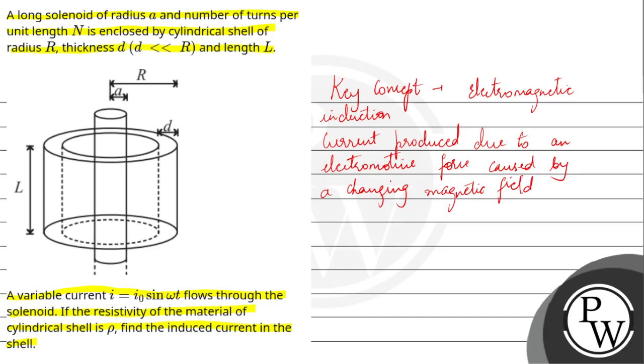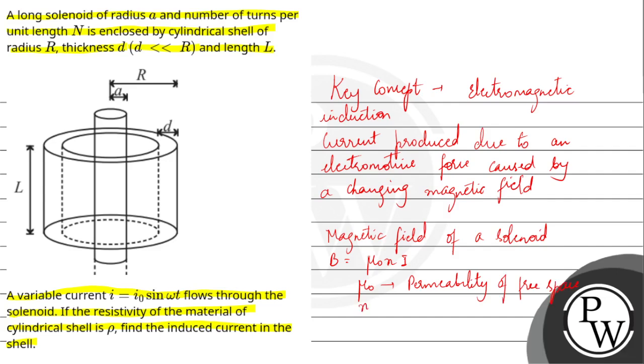So since this is a solenoid, the magnetic field of a solenoid is given by B is equal to mu naught N into I, जहाँ पे mu naught है permeability of free space, N is number of turns per unit length, और I है current through the solenoid.